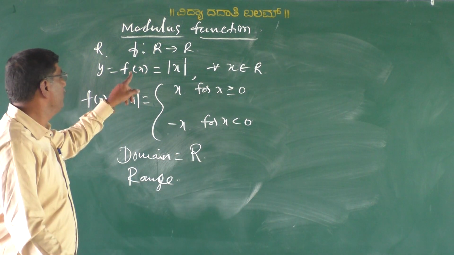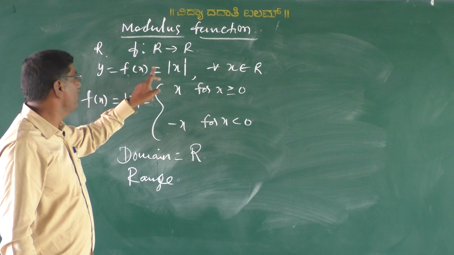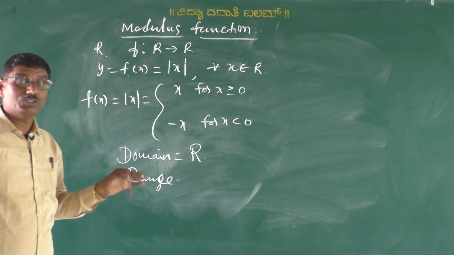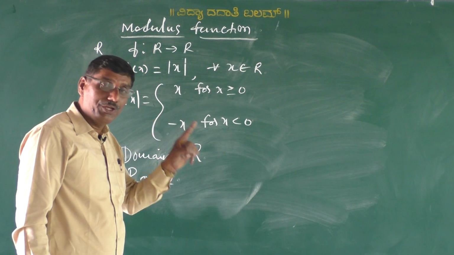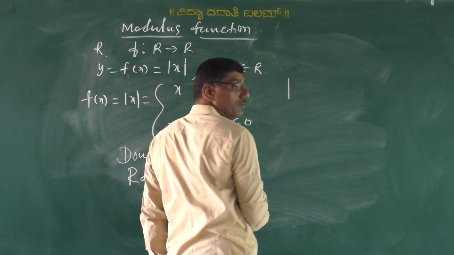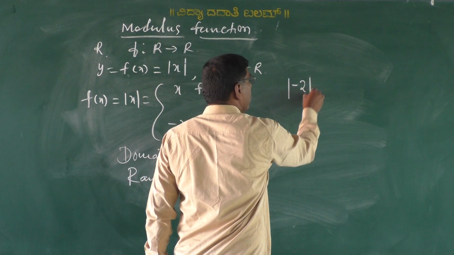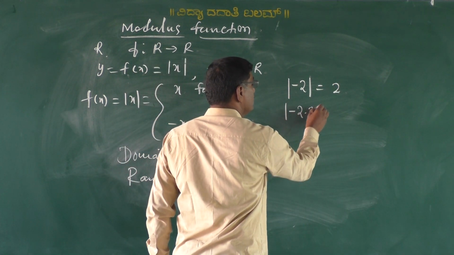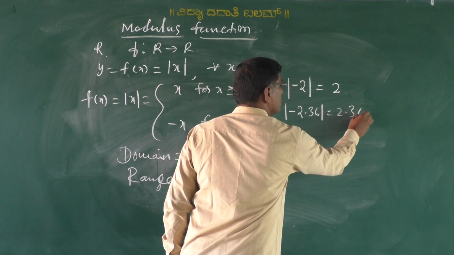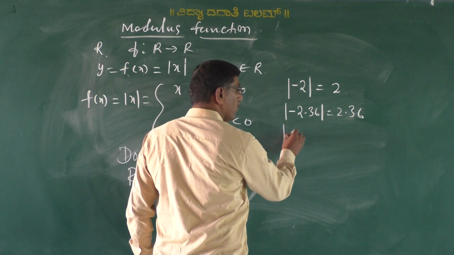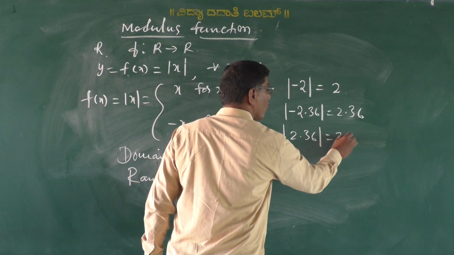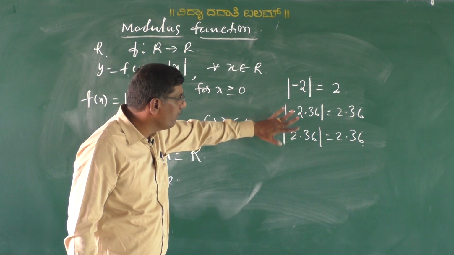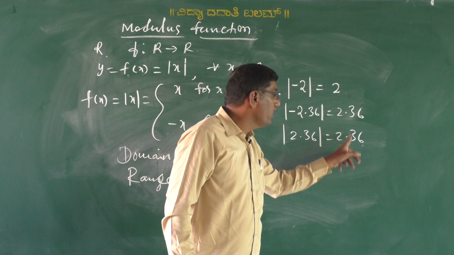My dear students, we know y is equal to f of x, that is equal to mod x for all x belongs to R. If I give the value of mod minus 2, I have to write plus 2. Mod minus 2.36, we have to write 2.36. Mod of 2.36, we write directly 2.36, isn't it? But for both positive and negative values, we get only a positive.